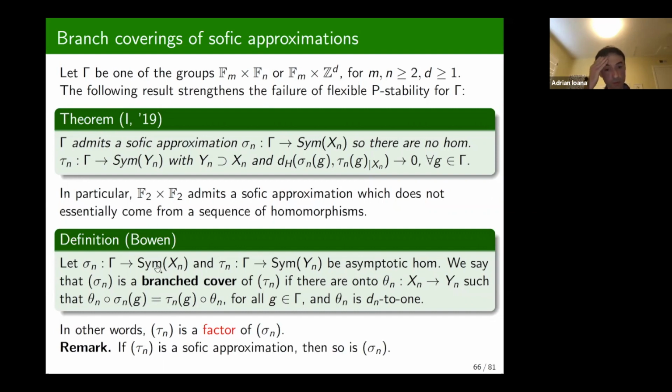So what was one of the reasons Louis was interested in this? He noticed that if tau n, the asymptotic homomorphism on the lower space, is a Sophic approximation, then so is sigma n. So if sigma n factors onto tau n, and tau n is a Sophic approximation, the larger asymptotic homomorphism is also a Sophic approximation. So somehow this branch cover construction gives you a way of constructing new Sophic approximations from old ones. Any larger one is also a Sophic approximation.